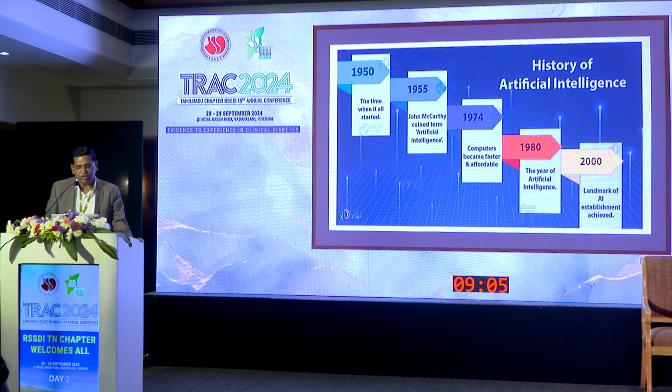1950 was the time when it all started, but 1955 was the year when John McCarthy, the man behind artificial intelligence, coined the term artificial intelligence. But it required a lot of computing, so it took time till 74, because in 74 the machines were having that much power and fastness to come to a conclusion at a faster rate. So this was 74 when AI was actually feasible. It was theoretical before that.